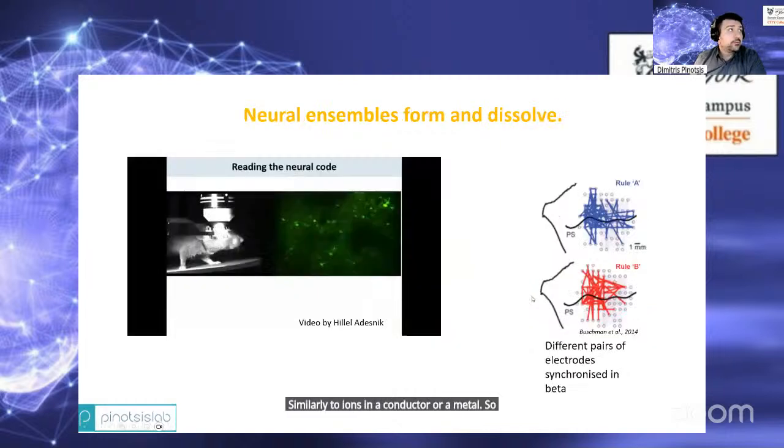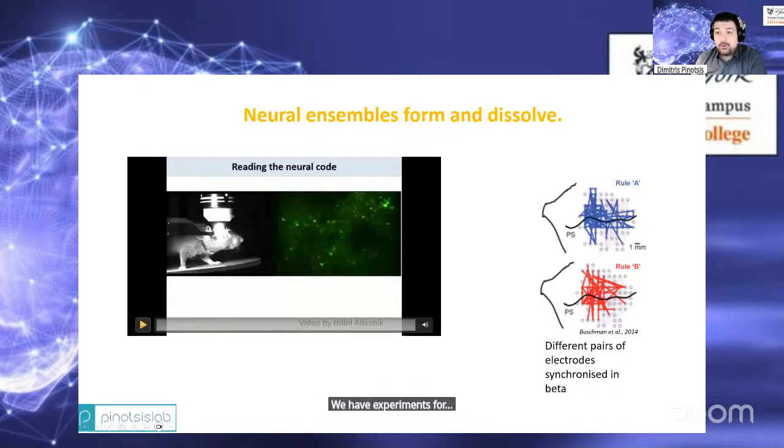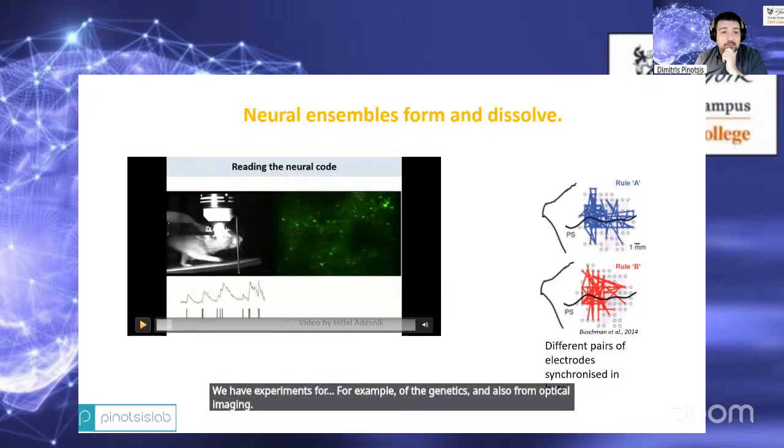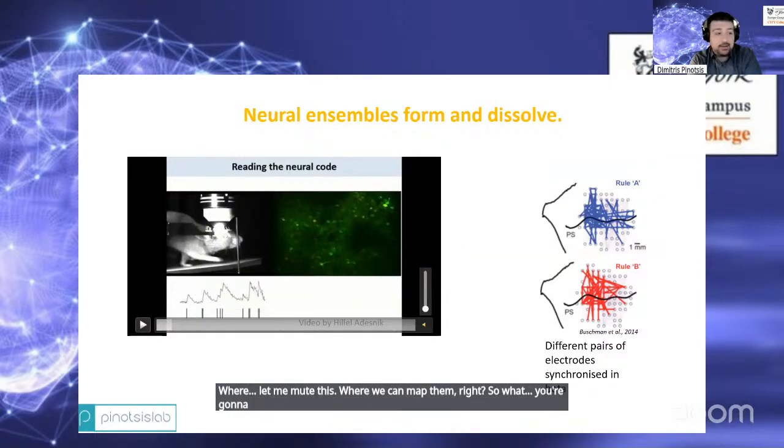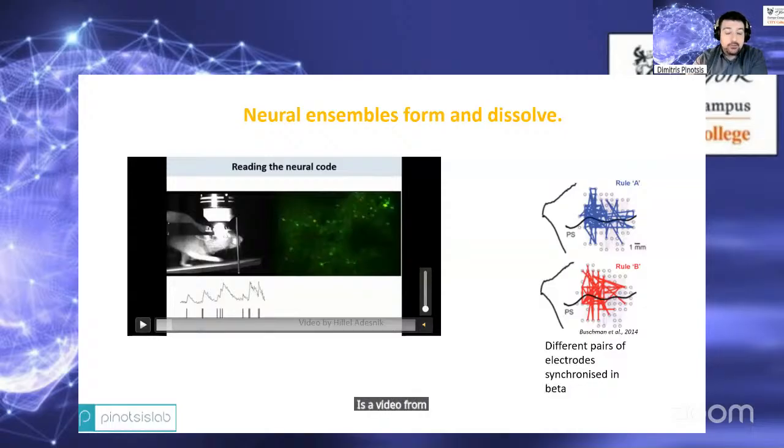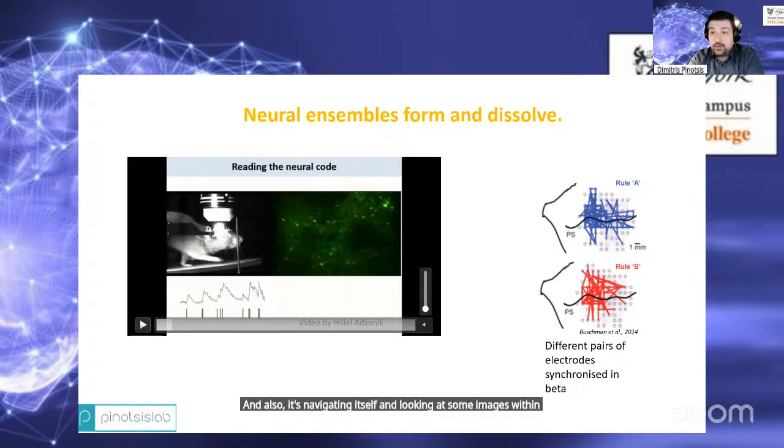So what are these neural ensembles? What are these neurons doing? We have experiments, for example, from optogenetics and also from optical imaging, where, let me mute this, we can map them. So what you're going to look at now is a video from a mouse that is on a treadmill, running, and also navigating itself and looking at some images within a virtual reality environment.